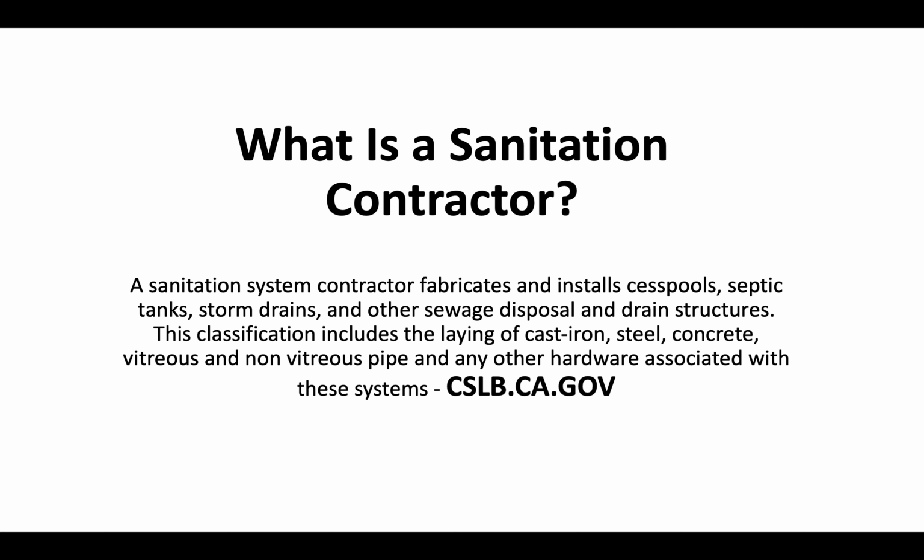In this video we're going to be talking about the C-42 license for sanitation systems contractors. Now, a sanitation systems contractor fabricates and installs cesspools, septic tanks, storm drains, and other sewage disposal and drainage structures. This classification includes the laying of cast iron, steel, concrete, vitreous, and non-vitreous pipe, and any other hardware associated with these systems. And that definition is straight from the Contractor State License Board website.